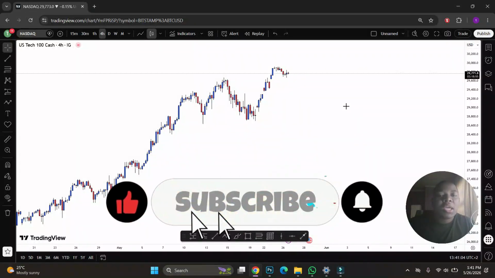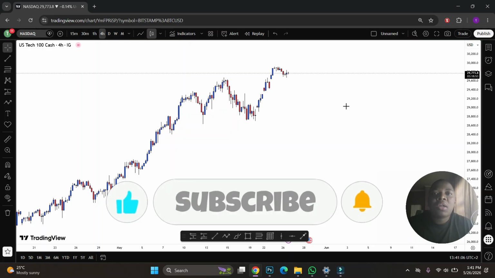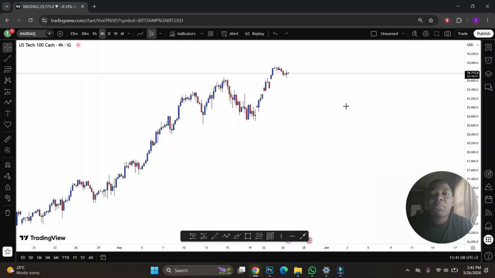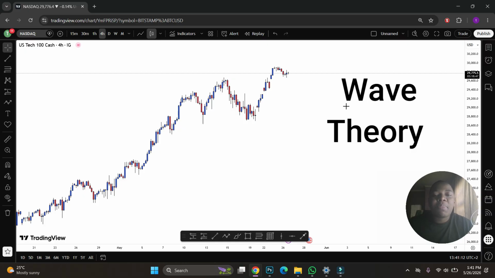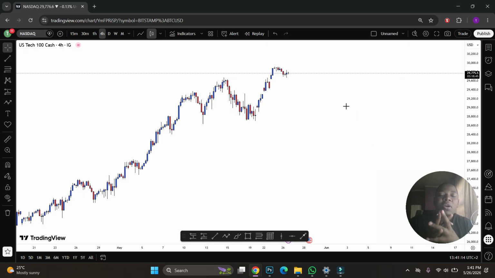Let's go. Okay, there are a few things you need to cover to get entries like that. First one being market structure, the second one being wave theory, the third one being supply and demand. If you combine all these three concepts together, you're gonna get sniper entries. There's a lot that goes into it, like your top-down analysis, fair value gaps, and all of that. But to cut it short and to make it simple for you guys, let me show you what I mean. First one being market structure.